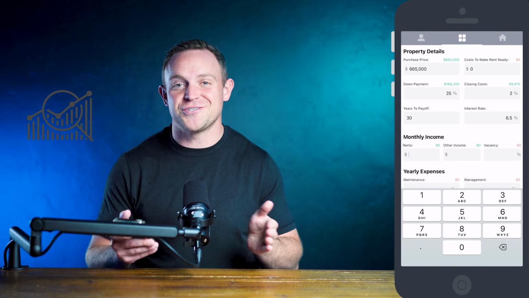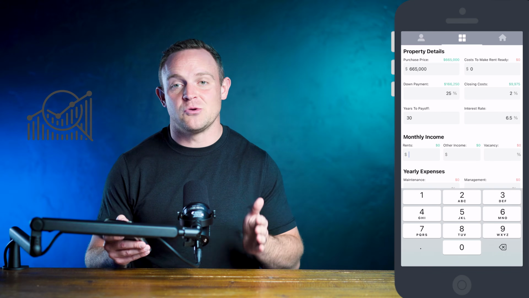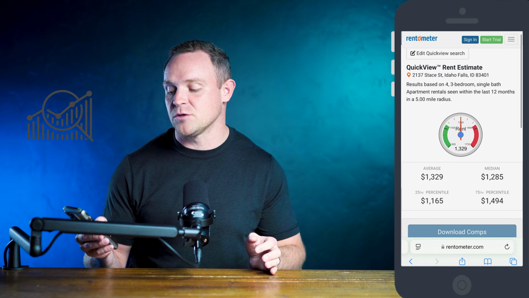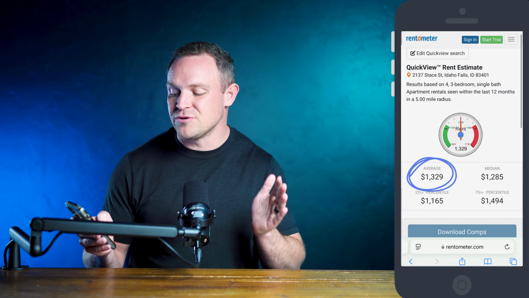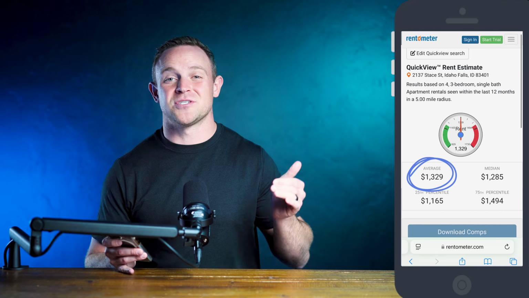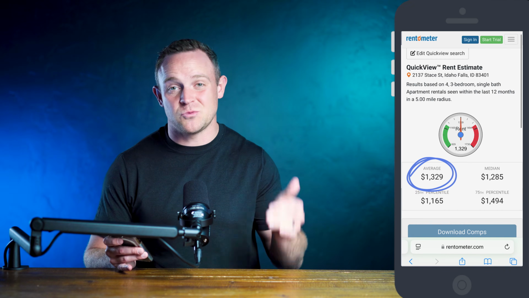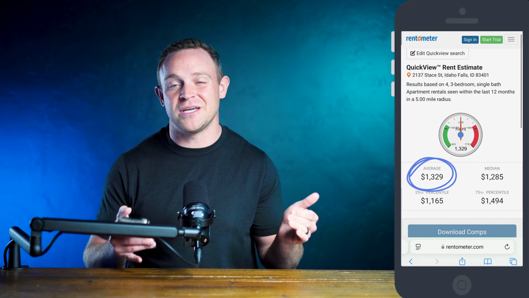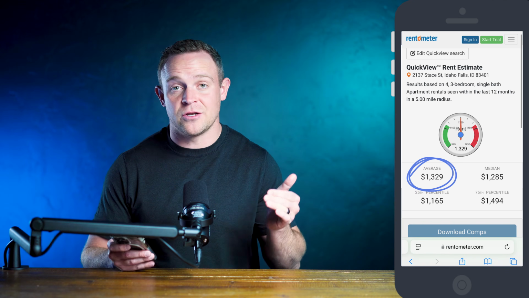Now, I've done the research. I know this area, and I can show you Rent-A-Meter said for this particular property that it would be about $1,329. And again, I know some of those comparables are high, so I'm going to say max rents after speaking with management and looking at this are going to be $1,300 a unit.